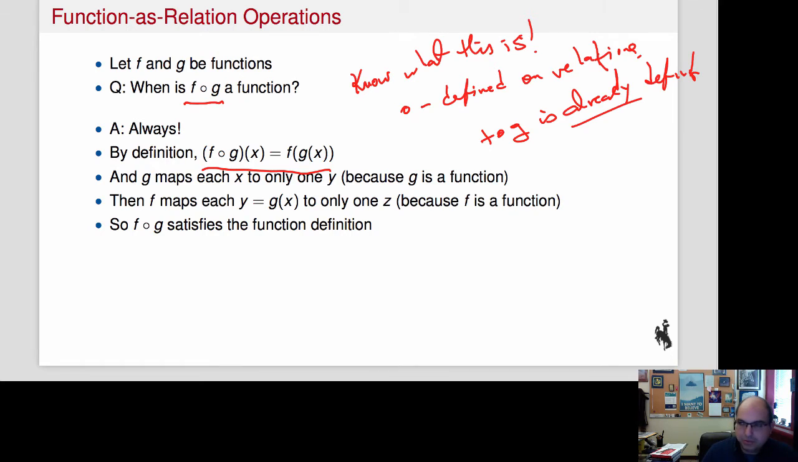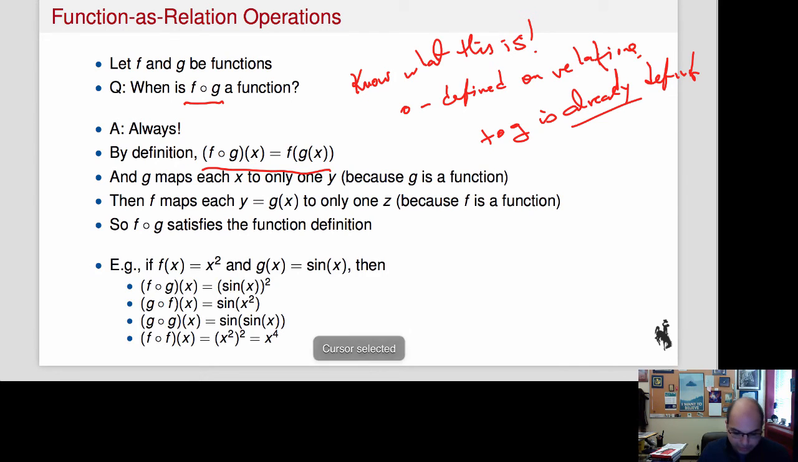But there's only one such y because g is a function. That's what it means to be a function, right? If you know what x is, then you apply the rule and you get g(x), okay? So now there's only one y, and I give that to f, right? And f(y) is just one thing, z, okay? And it's only one because f is a function. So f of g satisfies the function definition. For each x, I actually get only one possible value of the function, okay? Now, here are some examples.